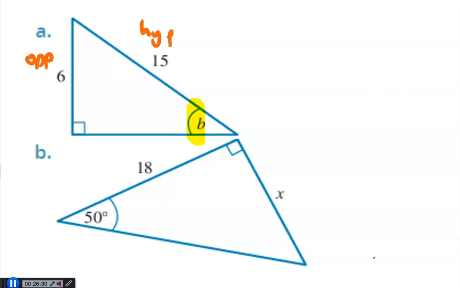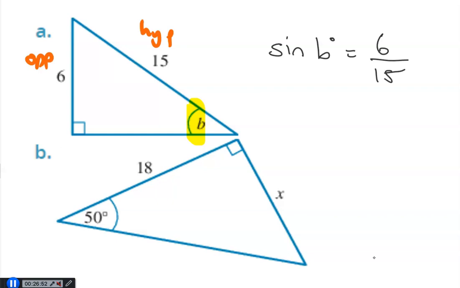Just do that one first. Are we comfortable that for B, 6 is the opposite side and 15 is the hypotenuse? Yes. So what trig ratio relates to those two? Sine. Right, so the sine of B is equal to 6 over 15.